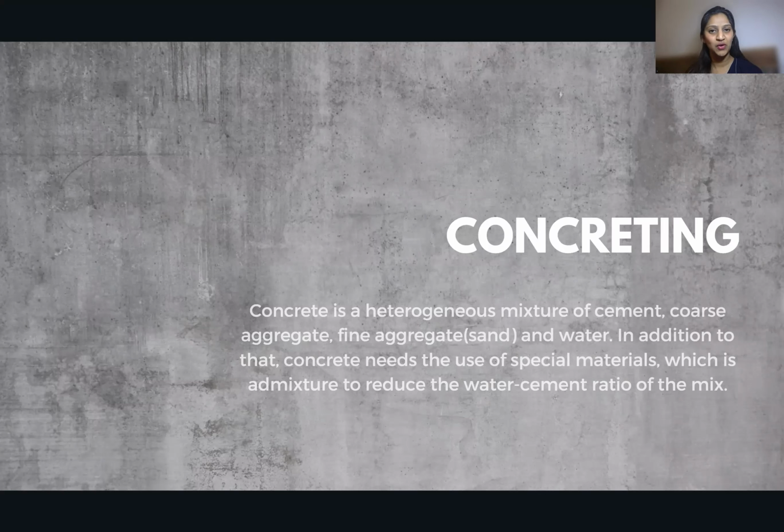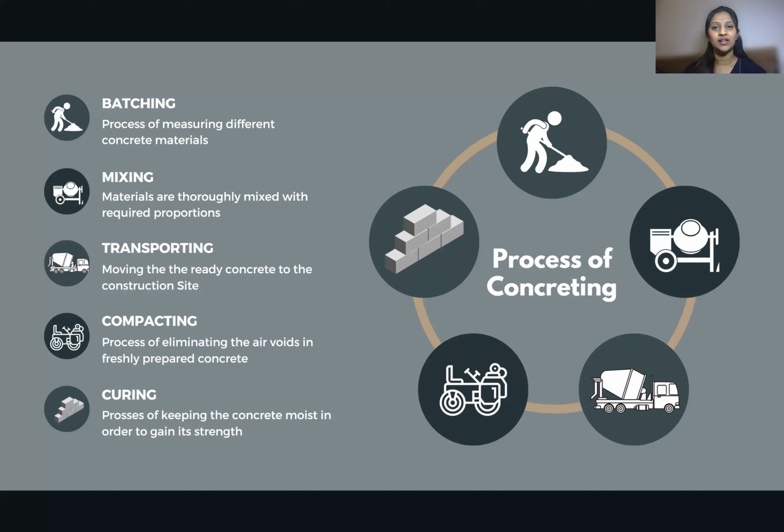And coming to concreting, like I've been telling from scratch, we'll be telling all of the details with respect to the processes that will be happening at any construction site. So there are five different stages when it comes to concreting. This concreting involves the process of batching firstly, the process of measuring different concrete materials. What I mean by concrete materials is the cement, aggregates, sand, water, all of these things mixing together will be coming up as the concrete.